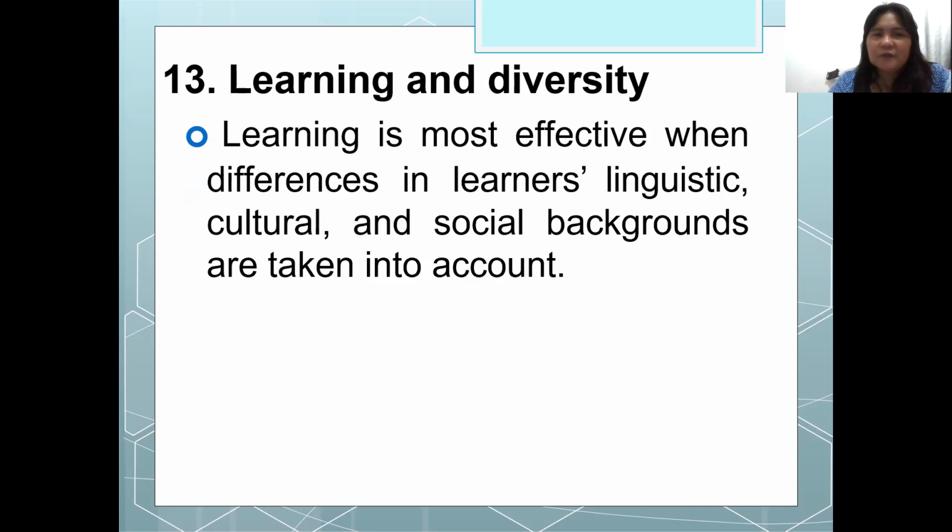All right, let's now proceed with the 13th principle, learning and diversity. Learning is most effective when differences in learners' linguistic, cultural, and social backgrounds are taken into account. Learning in a diverse class emphasizes the importance of recognizing and embracing the diverse backgrounds, as I mentioned a while ago, their different abilities and perspectives of learners. No two learners in your class have the same viewpoint. They always see things differently. Why? Because of their experiences as well as their background.